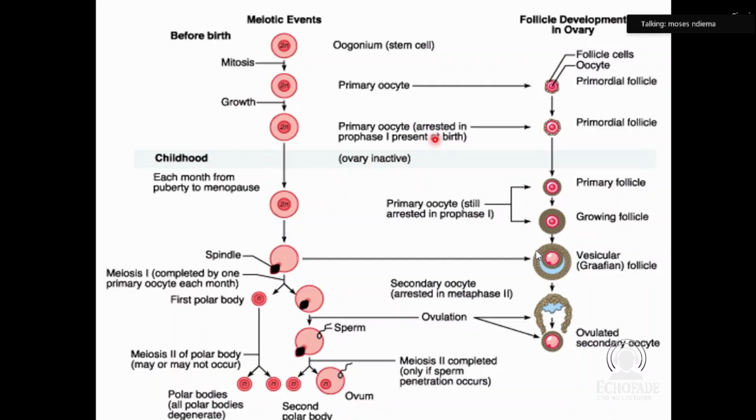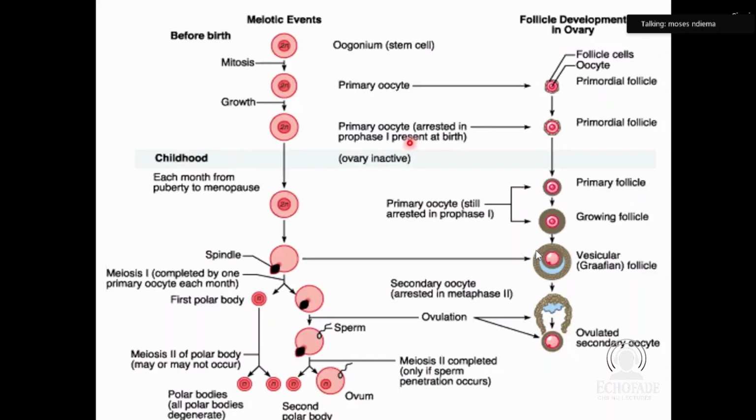And that primary oocyte has been arrested at the prophase stage, until the time of puberty. So we have some inhibiting factors that are released to inhibit further development of the primary oocyte.